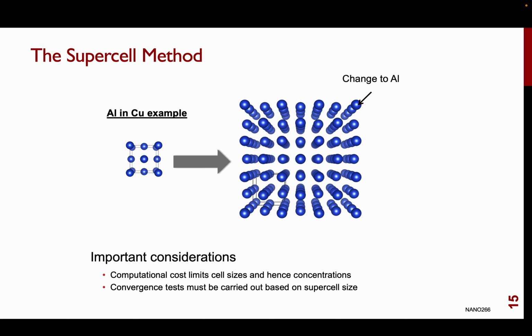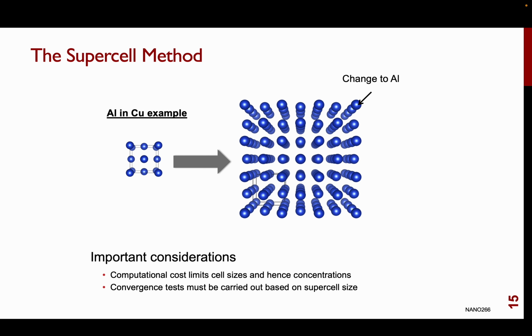Now, this basically gives us a simulation of, say, 1% or 2% doped aluminum in copper. All right. Of course, how many percent? You just take 1 aluminum divided by the total number of copper atoms. You know what's the doping percentage. Okay.